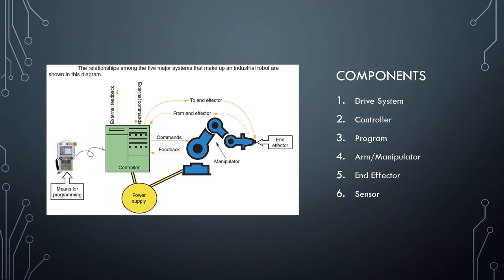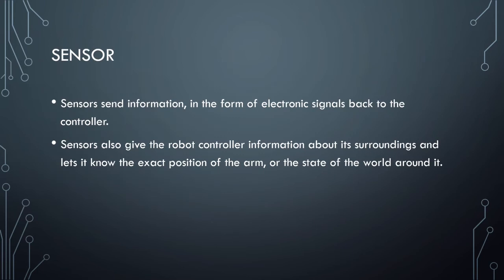We're going to move on to the sensors required for a robot to function. I mentioned sensors a little bit when I was talking about the controller. I talked about how the controller was receiving information from external sensors that the robot had to feed into the controller for it to process.